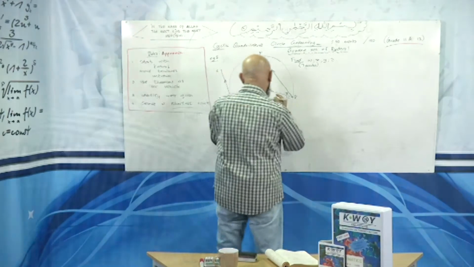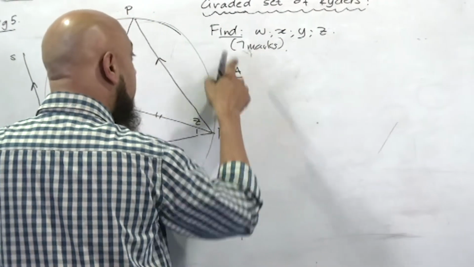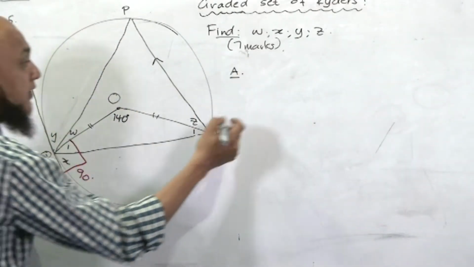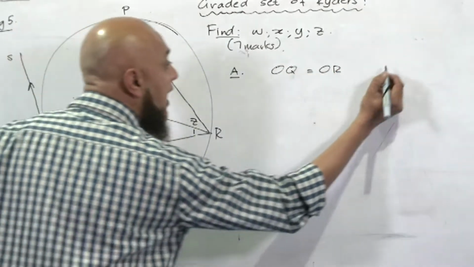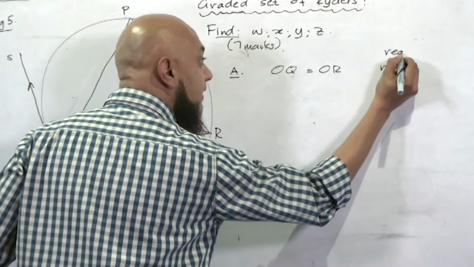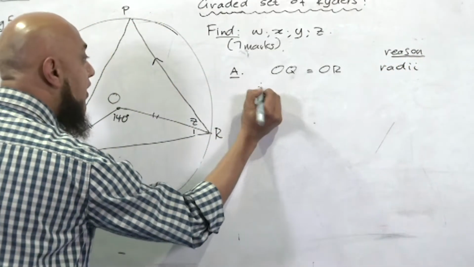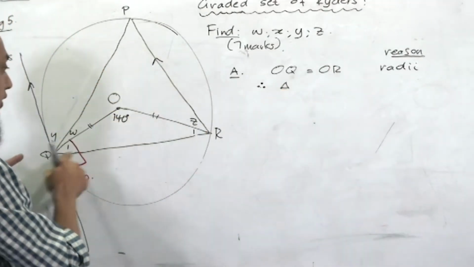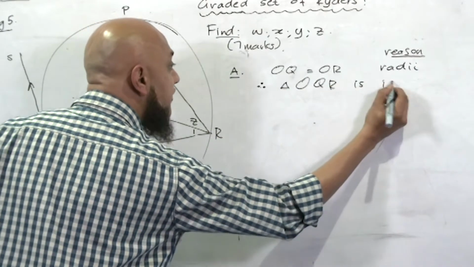So let's first prove it to be isosceles. We're going to say, here's our answer. That was our question. This is where we're going to start answering. We're going to say OQ is equal to OR, and why? They are radii. Therefore, triangle OQR is isosceles.